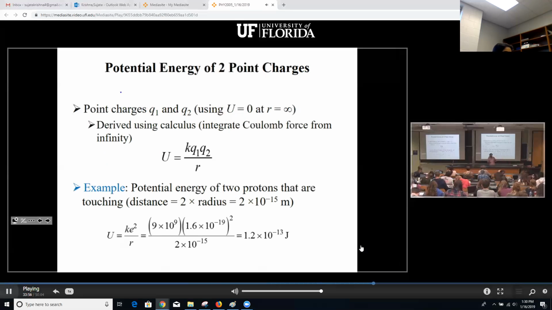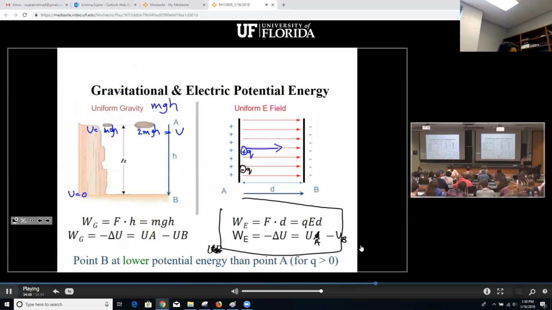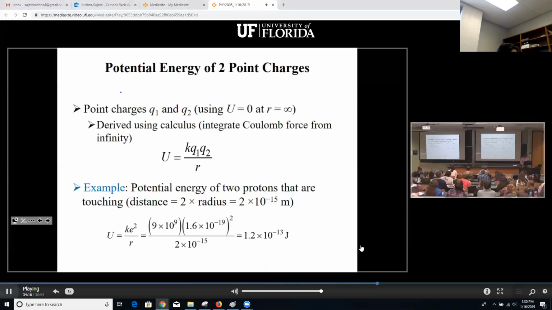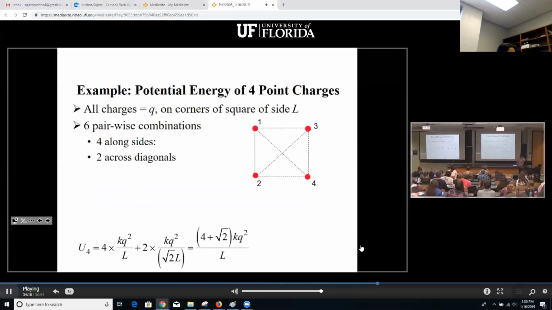So for potential energy, we need two charges. You cannot get potential energy with just one charge. One charge can produce a field, but it cannot produce a force. One charge will have a potential at every point, but will not have potential energy. In order to have energy, you need at least two charges.